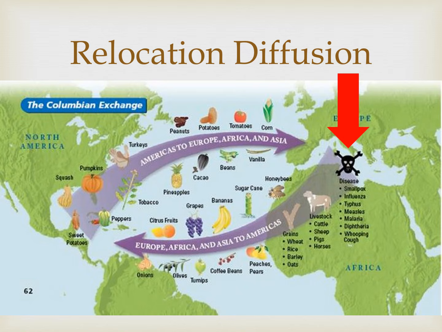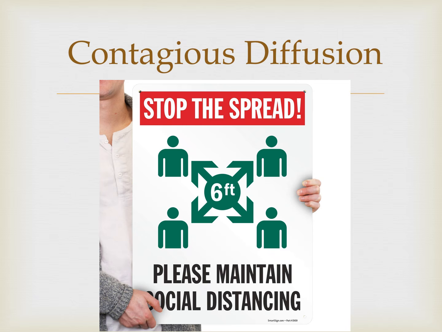New diseases were brought to the New World. That's relocation diffusion because it's in a new spot. But as soon as they begin infecting more people, we also have to talk about contagious diffusion. Disease spreads to the next person through contact.